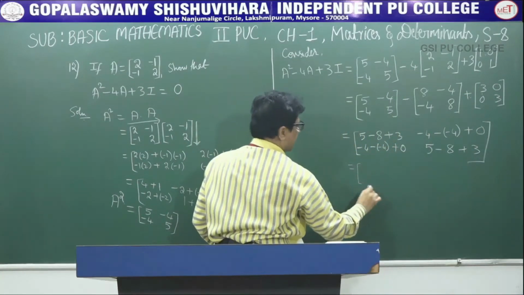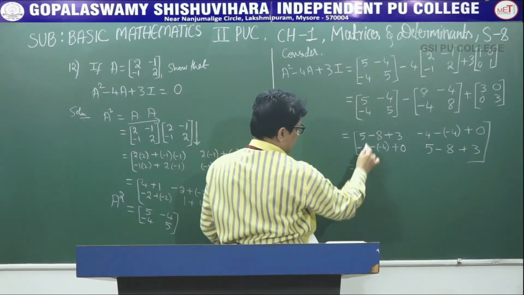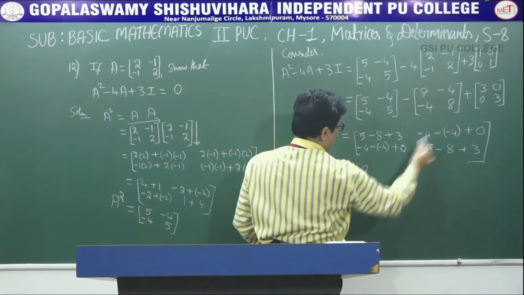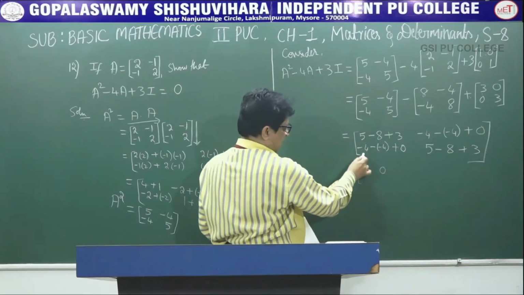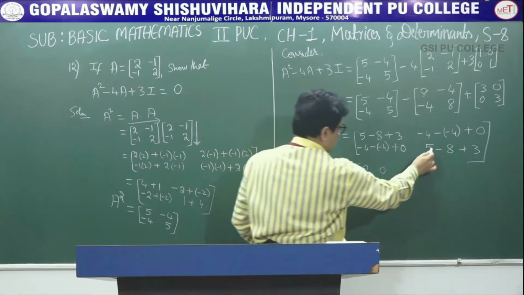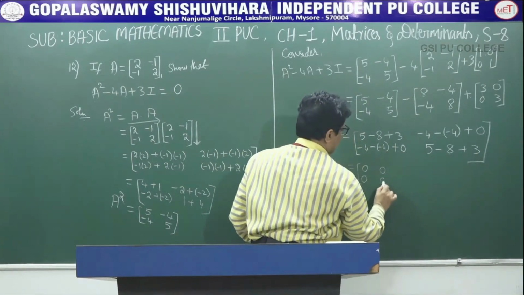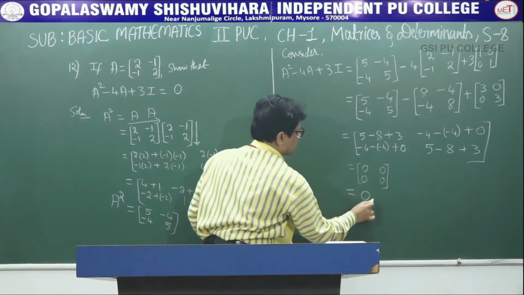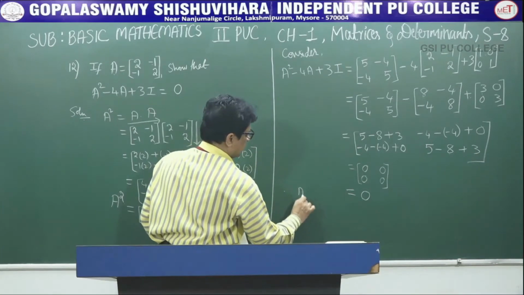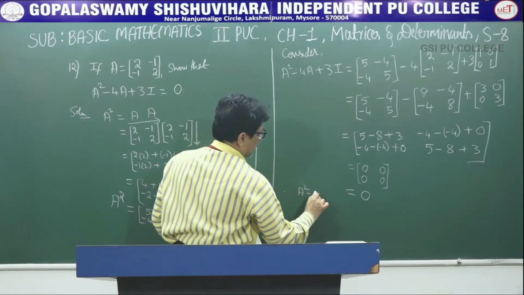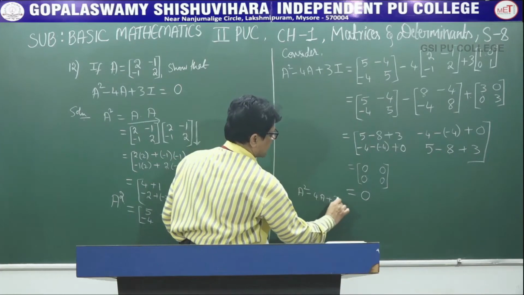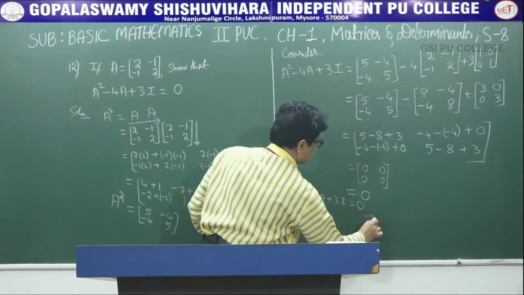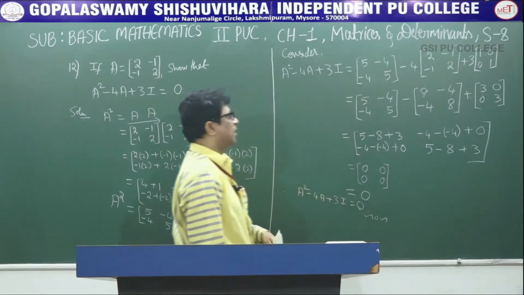So, that will be equal to 5 minus 8 minus 3, minus 3 plus 3, 0. Minus 4 plus 4, 0. Minus 4 plus 4, 0. 5 plus 3, 8, 8 minus 8, 0. So, this is a null matrix. Therefore, A square minus 4A plus 3I is equal to null matrix. So, this completes this problem.